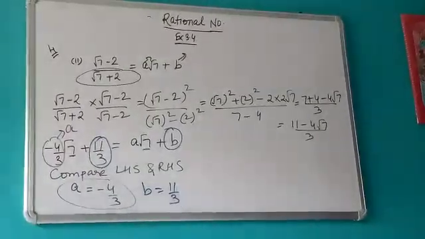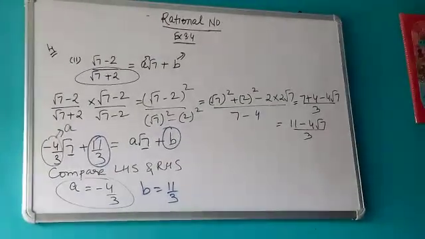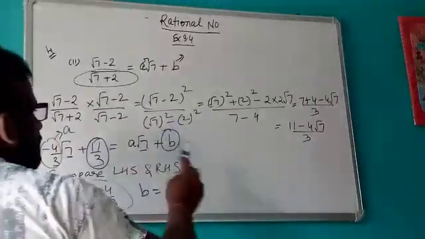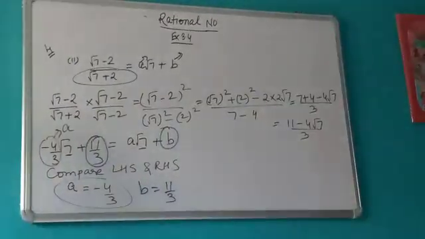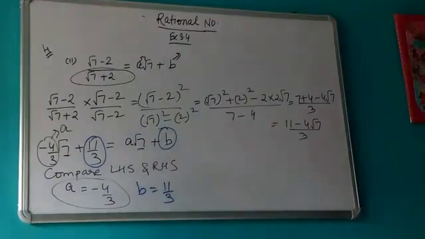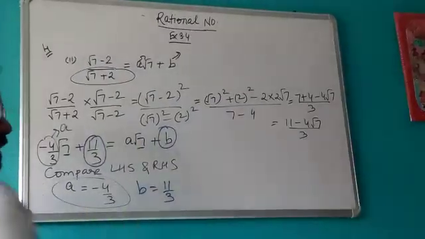Okay, like this you have to compare both LHS and RHS, but first you will rationalize it. You will reduce this whole expression to the form like this, where its denominator is a rational number. Then you will compare and find both a and b.